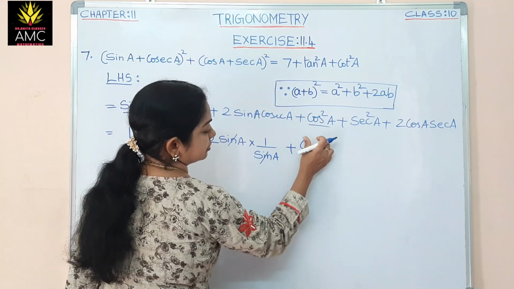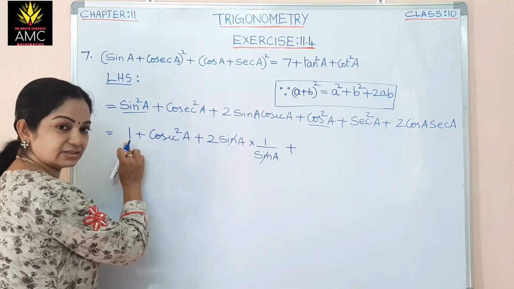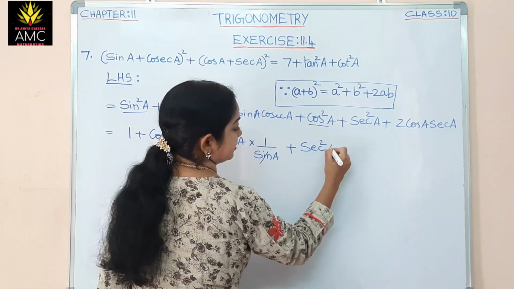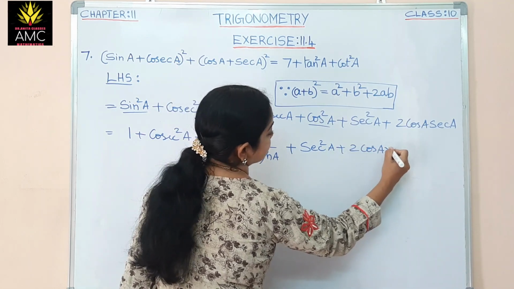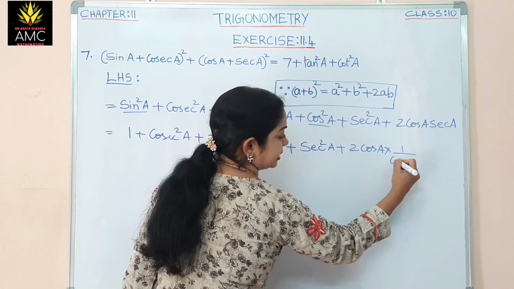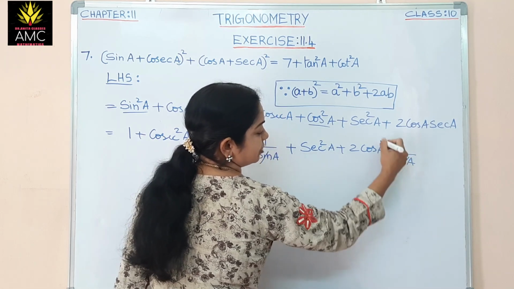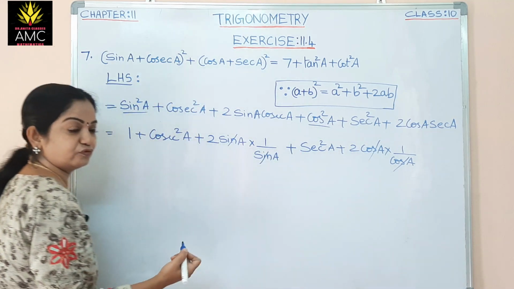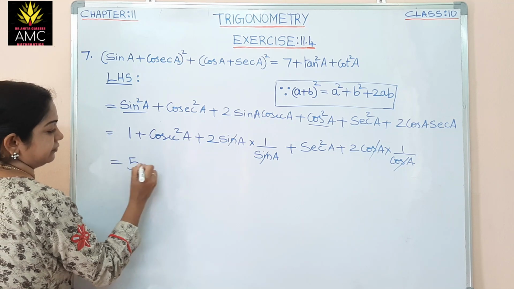Plus, no cos² because cos² and sin² we replaced with 1. Now here sec² A plus again 2 cos A and sec A. I'll write sec A as the multiplicative inverse of cos A. So cos and cos get cancelled. So here 2 plus 2 comes to 4. 4 plus 1 is 5. That I'll write as 5.